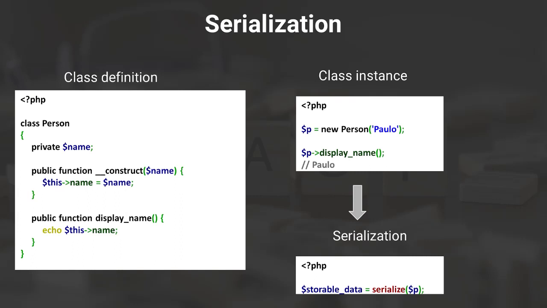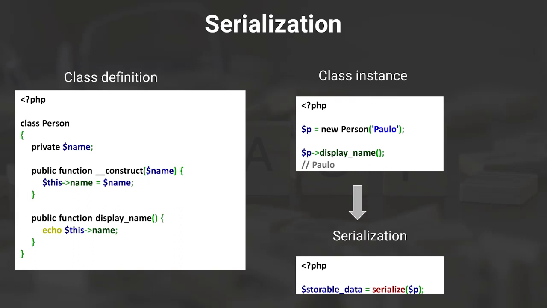Since PHP supports it natively, we will discuss the topic using some PHP snippets, but keep in mind I'm not saying that PHP is less secure than any other programming language. So, on the left, we have the person class definition. It has a private property called name, and the public constructor which accepts a name to be passed as argument to set the private property.